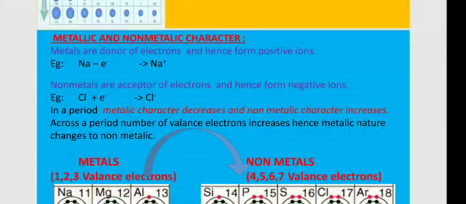Good morning, children. Today, let us discuss the metallic and non-metallic character across a period. First of all, just read that first line. Metals are donors of electrons and hence form positive ions. As you all know, metals are donors of electrons. They are always ready to give electrons. An example is written just below that statement.